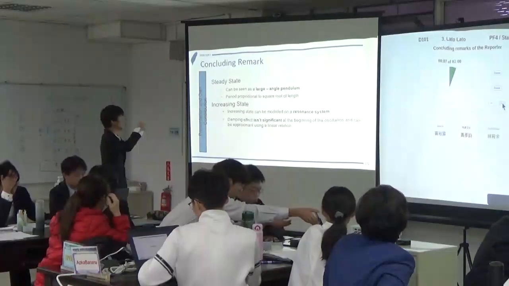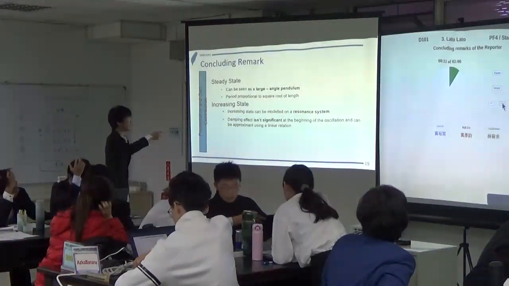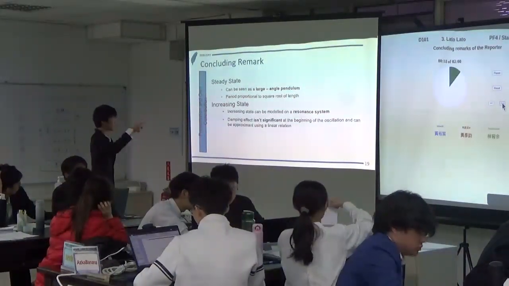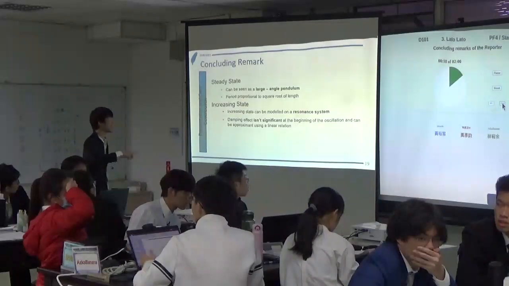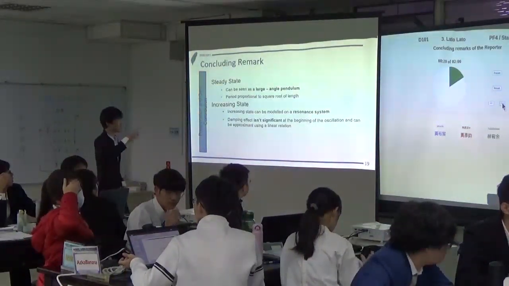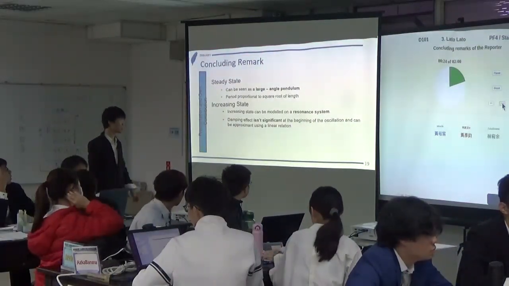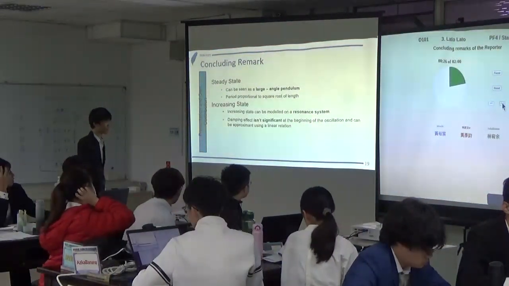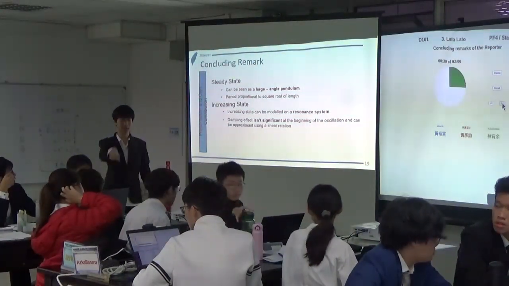In my presentation of our own report, we said that the steady state can be seen as a large angle pendulum, and the period is proportional to the square root of length. And in the increasing state, we said that it can be modeled as a resonant system, and the damping effect is not significant at the beginning of the oscillations and can be approximated using the linear relation.